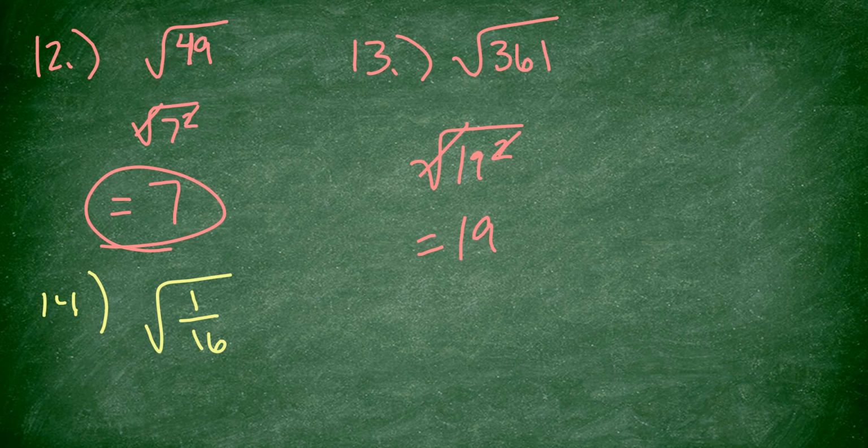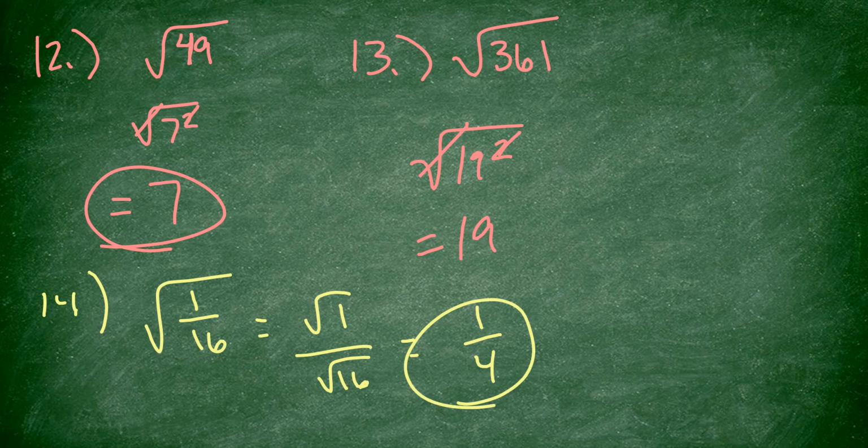Alright, so number 14, when you have a fraction inside the radical, you're allowed to take the radical to the top and the radical to the bottom. This works out really nicely because both 1 and 16 are perfect, so it becomes 1 over 4, which is just 1/4, and that's your final answer for 14.